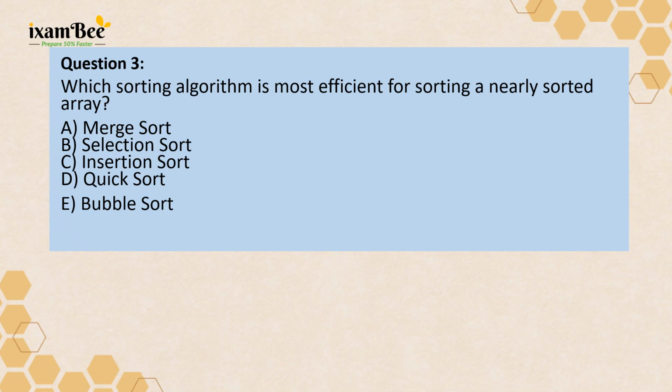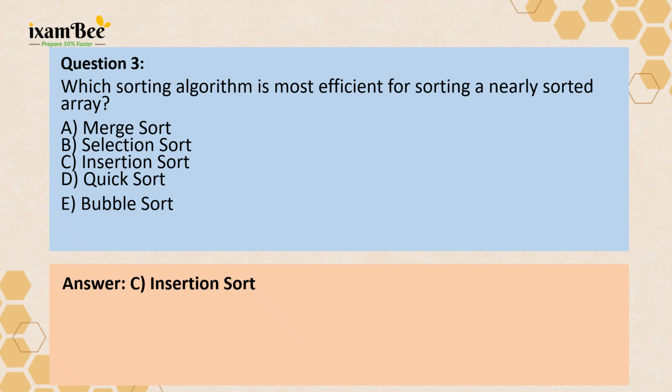In this next question, which sorting algorithm is most efficient for sorting a nearly sorted array? The answer to this question is C, insertion sort. If you have a nearly sorted array, insertion sort would be the best algorithm to implement to sort the array.